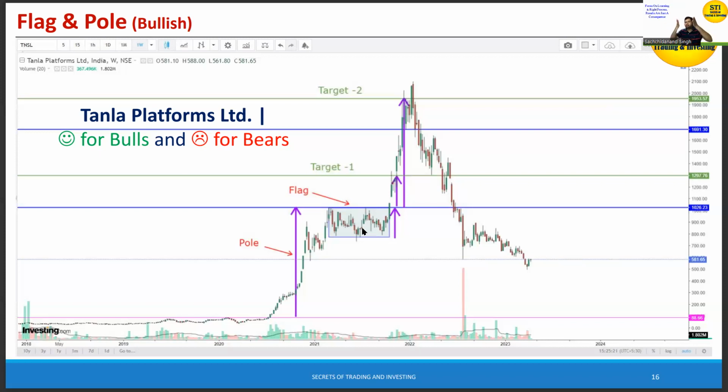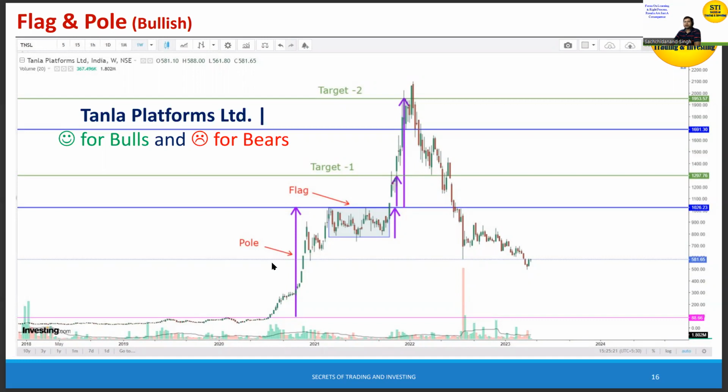So as I said, flag may not be always rectangular, it could be triangular also. So when we are having a triangular flag, which portion is your wide area, if you measure the height of that portion with your arrow symbol, that would be your first target, and the second target will be equivalent to your pole. Okay, so here this is the height of my flag, and I just copy and paste the same height of the flag from the point where the breakout is happening in upward direction. So my first target will be the height of the flag, and the second target will be height of the pole.